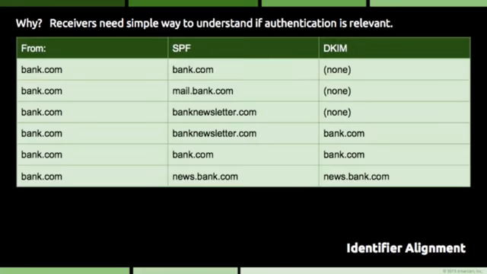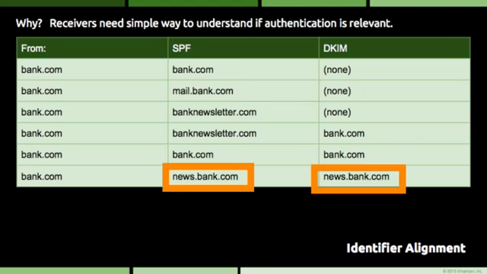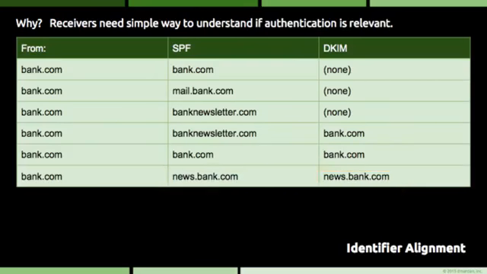This sixth example shows the same thing with the difference that news.bank.com is the authenticated identifier for both SPF and DKIM. It's fairly common practice for large organizations to delegate a subdomain to an email service provider so that the service provider can send email on behalf of the organization. In this example, the owners of bank.com might have delegated the subdomain of news to their marketing vendor so that the vendor can send DMARC compliant email using bank.com.